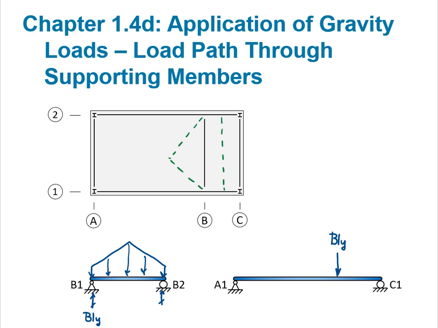Let's draw the idealized load for girder A1, C1. From A to B, we have a trapezoidal distributed load, and from B to C, there is no distributed load since the panel is acting one way in the other direction. But at B, we have a point load from beam B1, B2. If we miss the point load, we will significantly underpredict the effect on the girder.